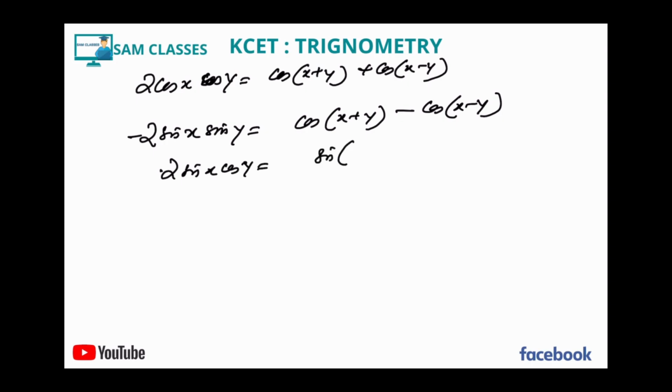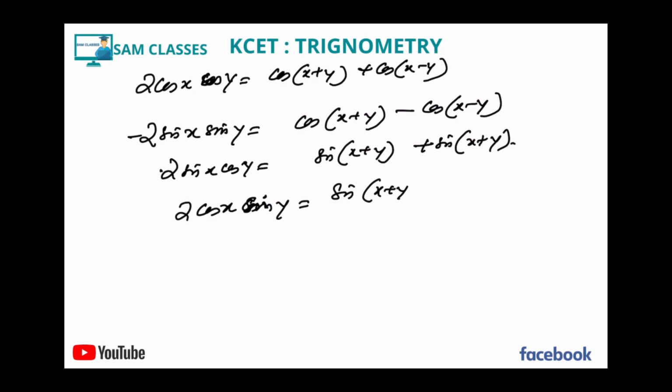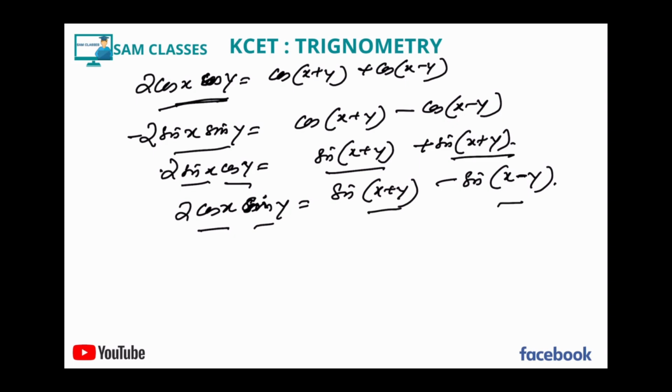Next third formula, 2 sin x cos y. So that is equal to sin of x plus y plus sin of x minus y. Next we have 2 cos x cos y. Sorry, 2 cos x sin y. Okay. So what we have is sin of x plus y minus sin of x minus y. Okay. So what do we see? Whenever we have sine cos mixed, so it comes both sine. Okay. Now whenever we have both cos or both sine, then what will happen? Either will get cos in both the cases.